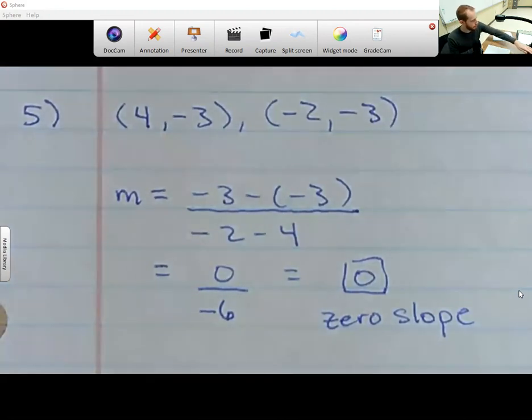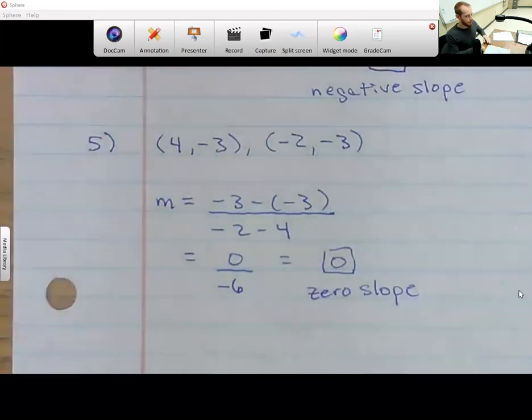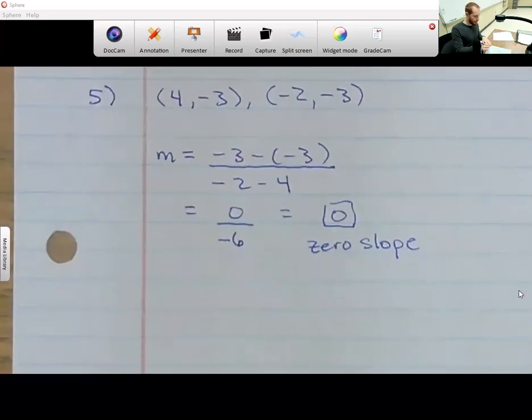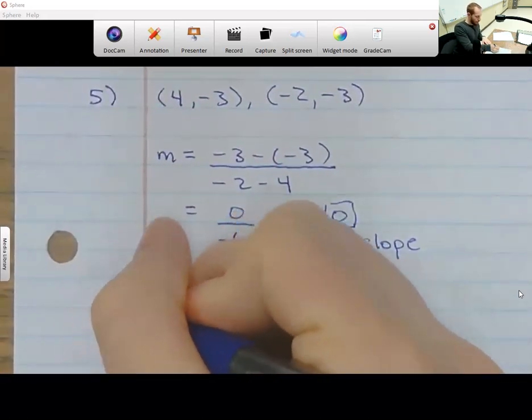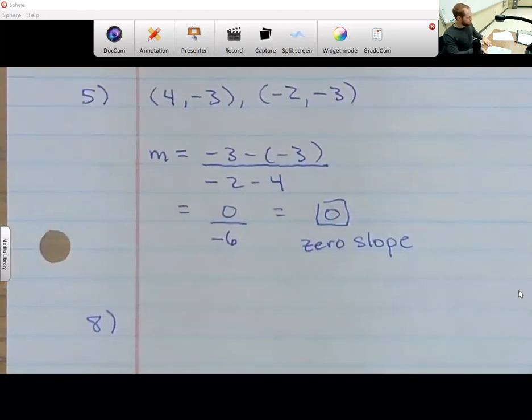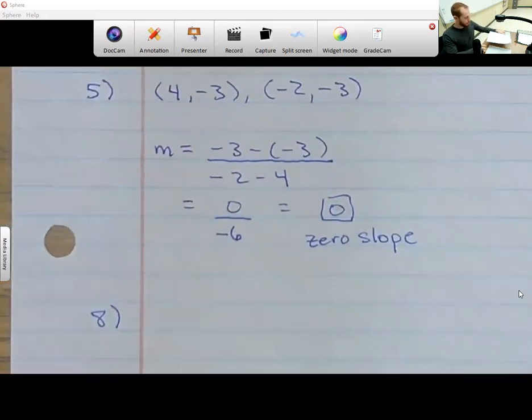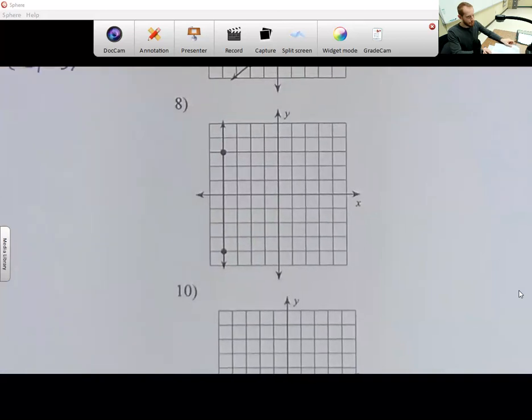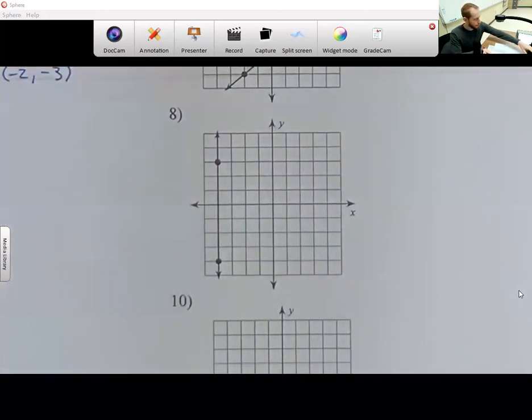Now let's zoom out and look at number 8. This is going to be my undefined slope. And you'll know it when you see it. So let's look at number 8. Number 8 is a vertical line. Let's zoom in on it.